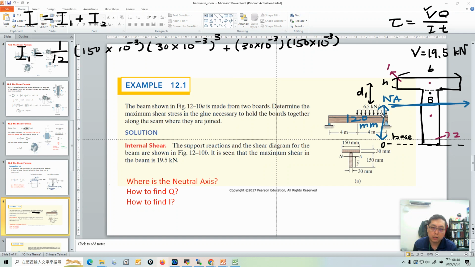So here is 120 and the total height of this is 150, so here is 30 millimeter. Because the total is 150, the neutral axis here is 120, so here is 30 millimeter. And we have to add this small distance here, so it is 30 divided by 2. So here is 15. So the d is 45 times 10 to the power minus 3, squared. So that's the moment of inertia of area 1.